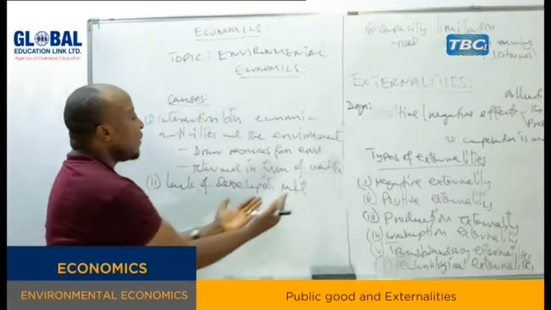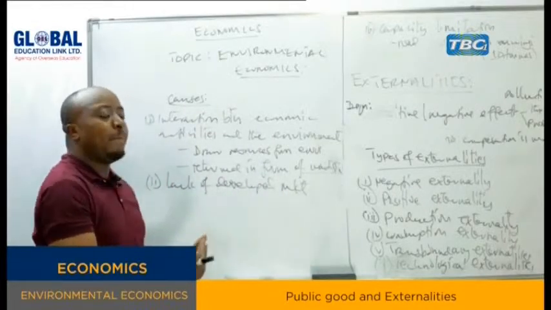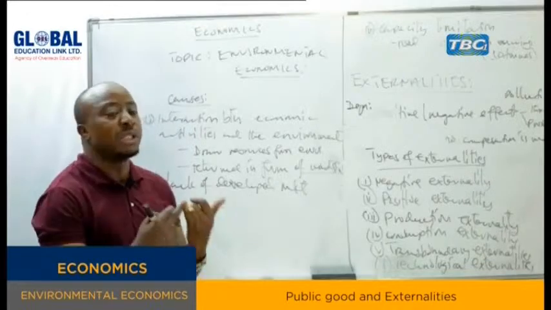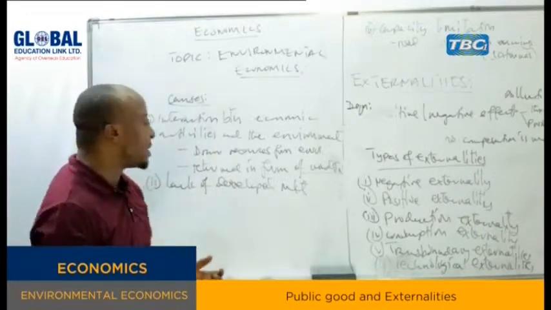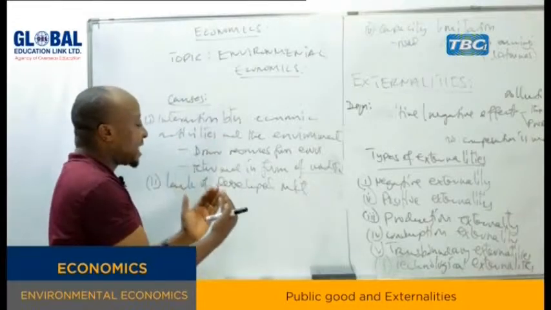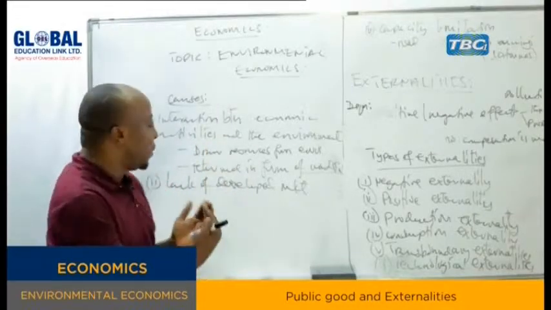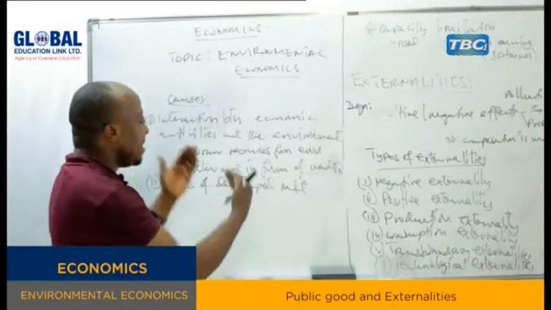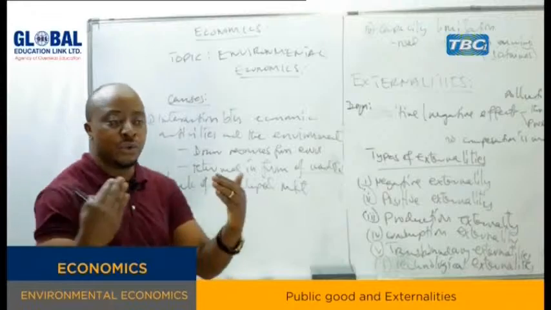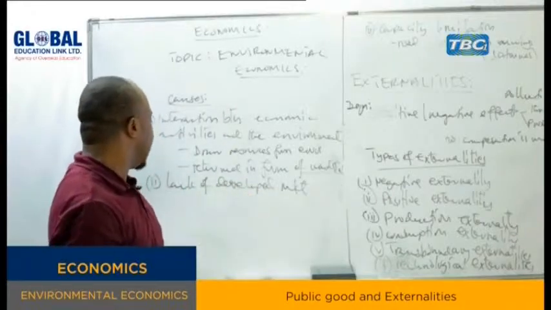Now, because of lacking a proper market, people misuse those goods. They misuse air, they misuse forests, they misuse other resources, because those resources have not yet developed a clear market. Due to the lack of market, different societies, different individuals misuse those resources, and then they produce externalities. This is the second cause.